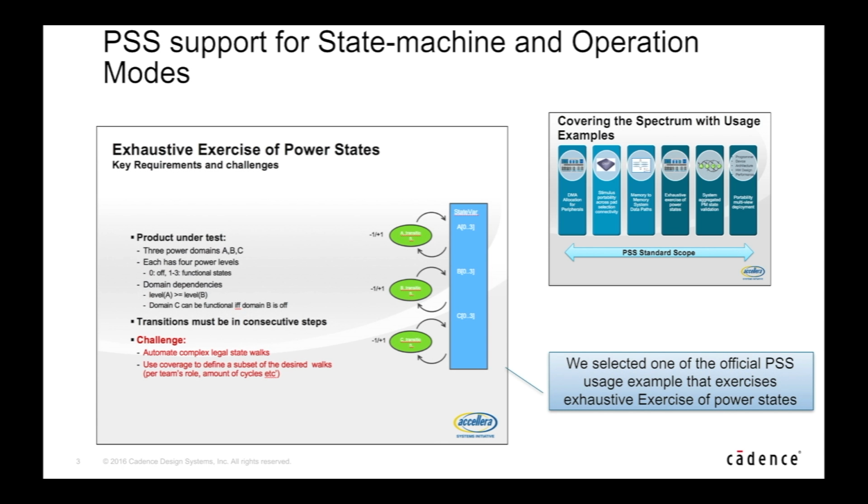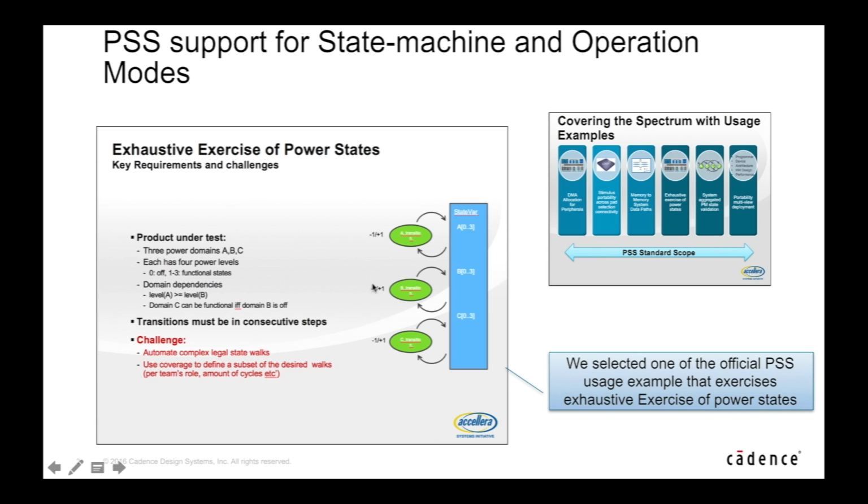So let's drill into this usage example, which was provided by a user. The user defined the challenge like this: I have a product under test which has three power domains, A, B, and C. Each one of them can be in one of four modes. 0 is off, and 1, 2, 3 are functional states.